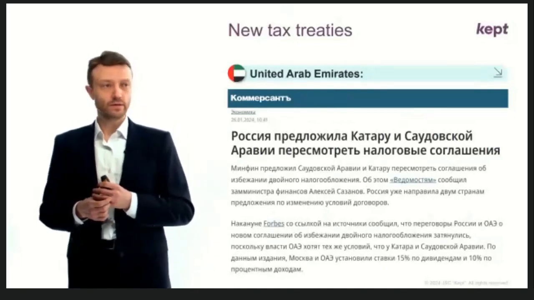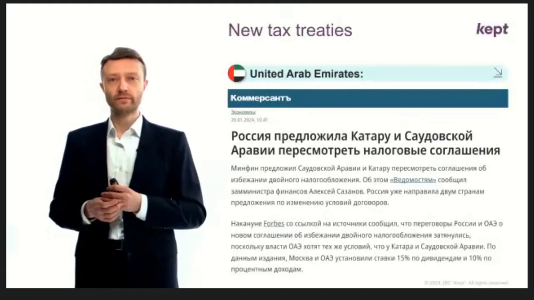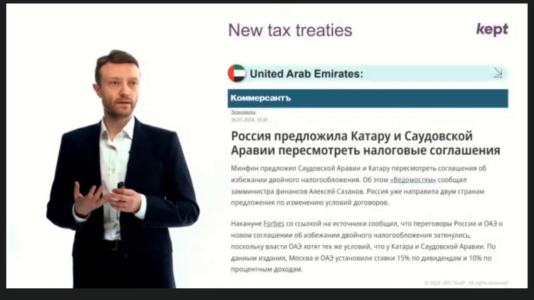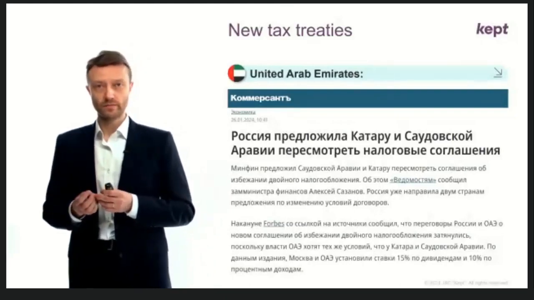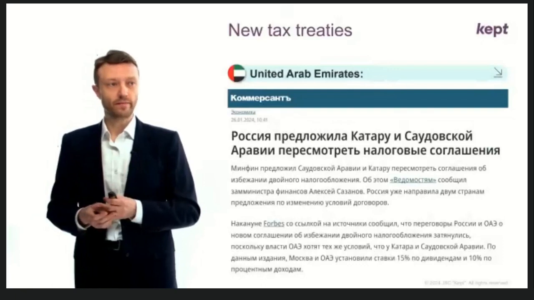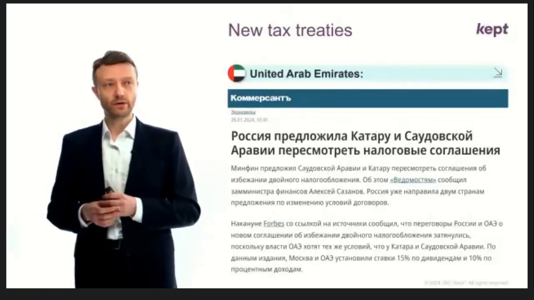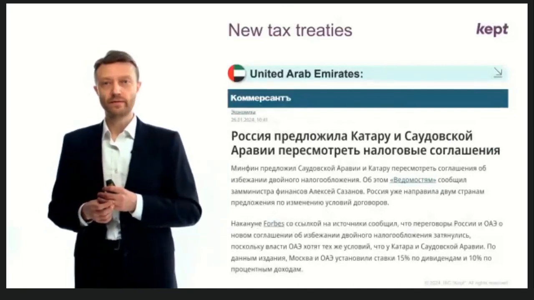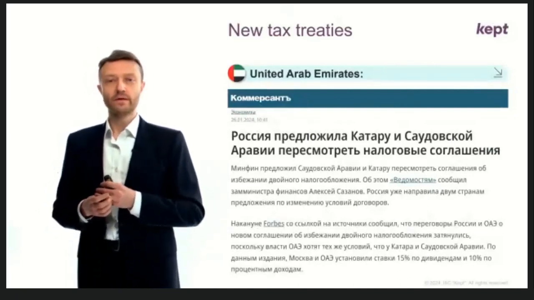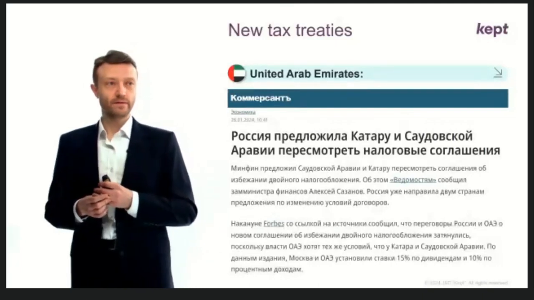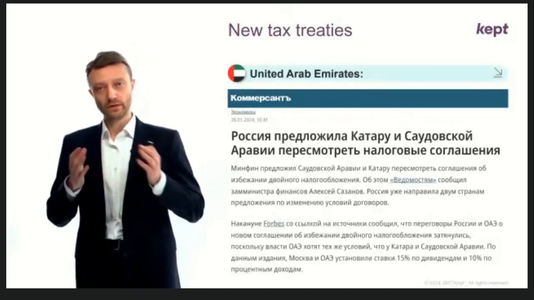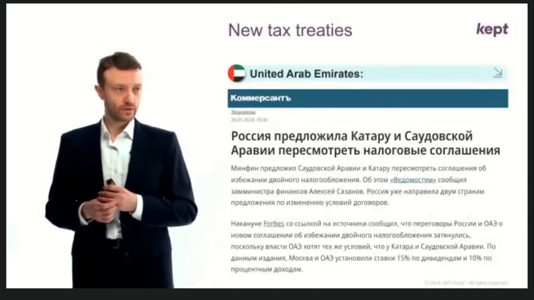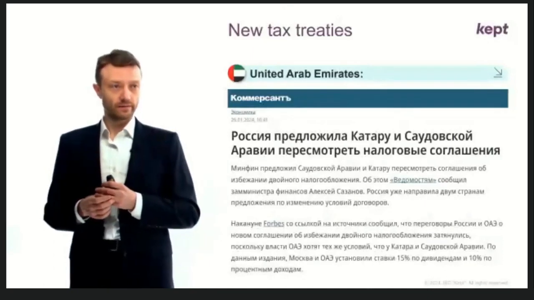But the news emerged that Russia's proposition to have these 10% rates for dividends, royalties, and interest was opposed by the United Arab Emirates, because they argue that other Gulf countries such as Qatar and Saudi Arabia have more favorable double tax treaties, and this is why the UAE proposed either to use more favorable conditions or to renegotiate treaties with other Gulf countries.